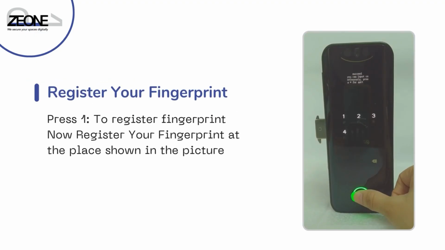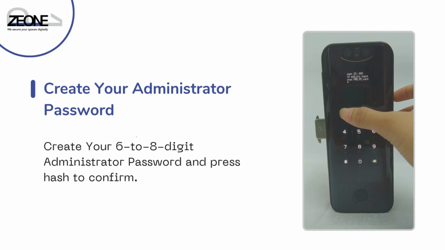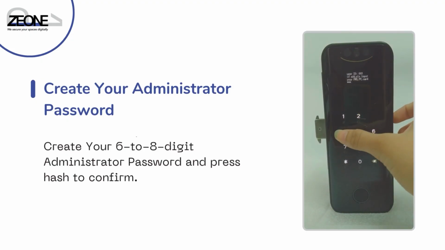Register your fingerprint. Press 2 to add others. Now register your fingerprint at the place shown in the picture. Create your administrator password. Create a 6 to 8 digit administrator password and press hash to confirm.